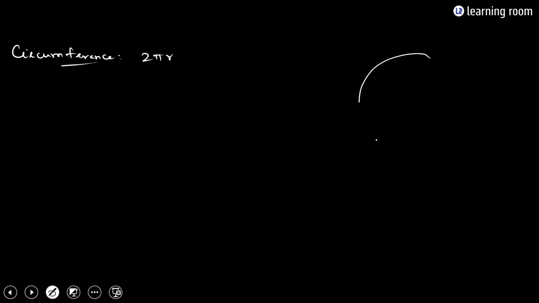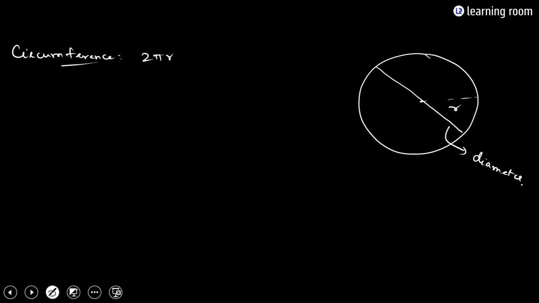But when you define a circular shape, one parameter that you can define is radius. And the other parameter that you can try to define is the diameter. Generally for the diameter, the symbol given is small d. So what is the relation between diameter and the radius? Diameter is going to be 2 times radius.